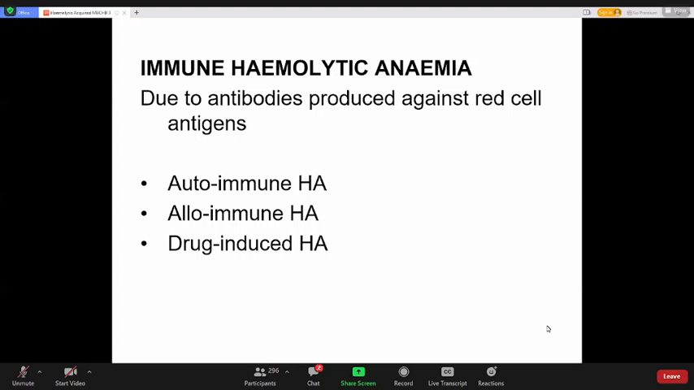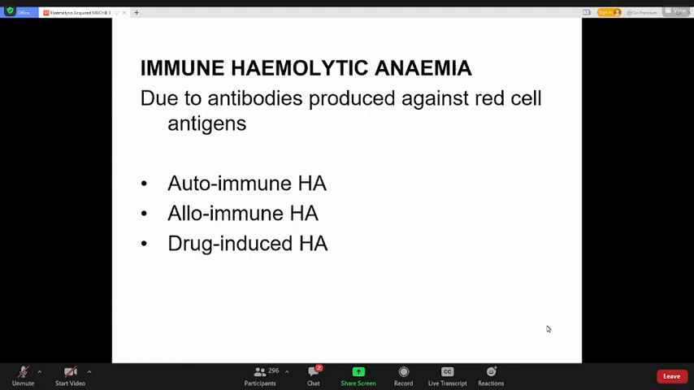So in autoimmune hemolytic anemias, a lot of them are associated with autoimmune disease, and patients produce antibodies against their own red cell antigens. All right. And if these autoantibodies are produced, then of course they attack their own red cells, and patients destroy their own red cells, and you get hemolysis, and it can result in anemias, and we call that autoimmune hemolytic anemia.